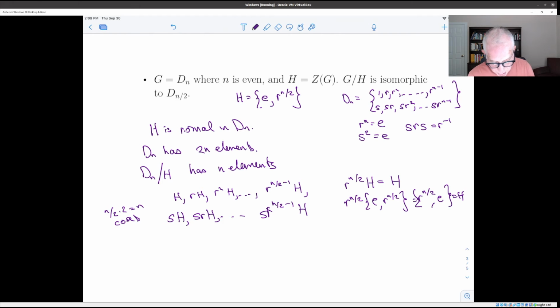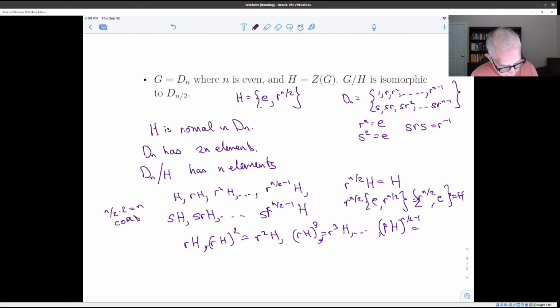So the real question is, what's the group law? And the key thing to notice is that rH acts like the r in a dihedral group of half as many sides, because if you take rH, then you have rH squared, which is r squared H, rH cubed, which is r cubed H, all the way out to rH to the n over 2 minus 1, which is r to the n over 2 minus 1 H. And then finally, if you had rH to the n over 2, you would get r to the n over 2 H, but r to the n over 2 is in H, so that's equal to H. So rH has order n over 2.